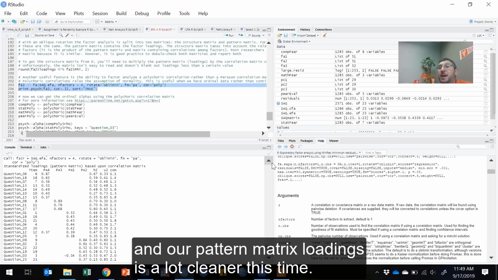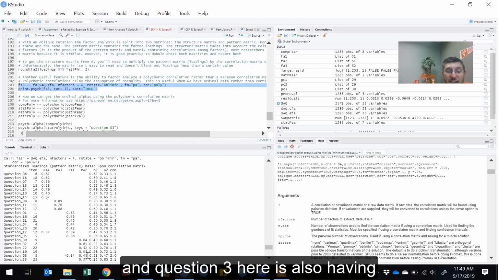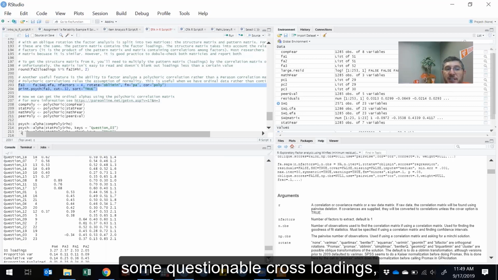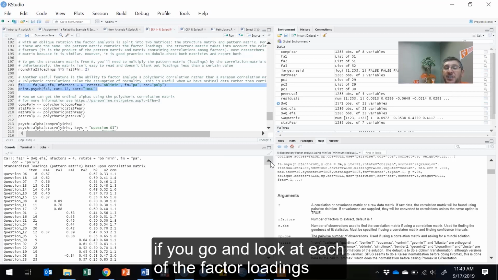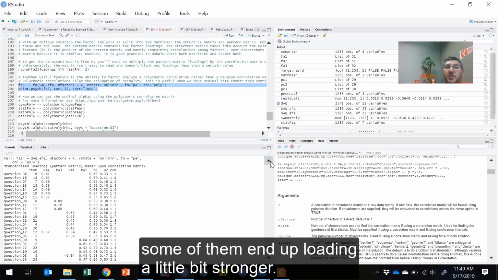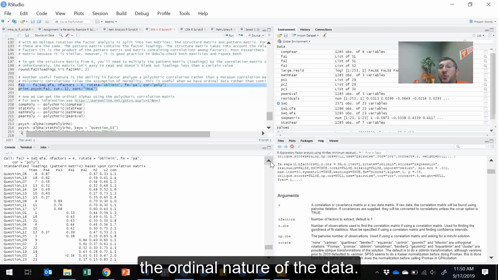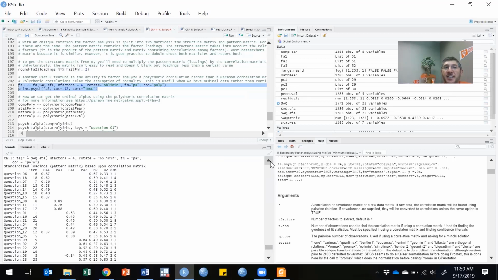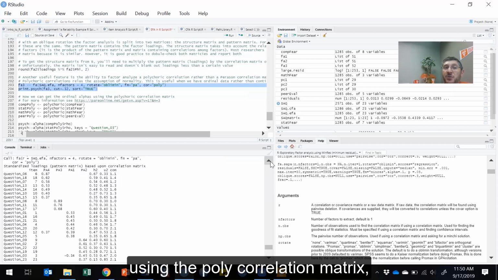And our pattern matrix loadings are a lot cleaner this time. We still see question 12 having cross loadings that are pretty similar. And question 3 here is also having some questionable cross loadings. But it ends up being a much cleaner response. If you go and look at each of the factor loadings, some of them end up loading a little bit stronger. So that's another way you can do it that actually takes into account the ordinal nature of the data. You can also calculate what they call ordinal alphas using the polychoric correlation matrix.